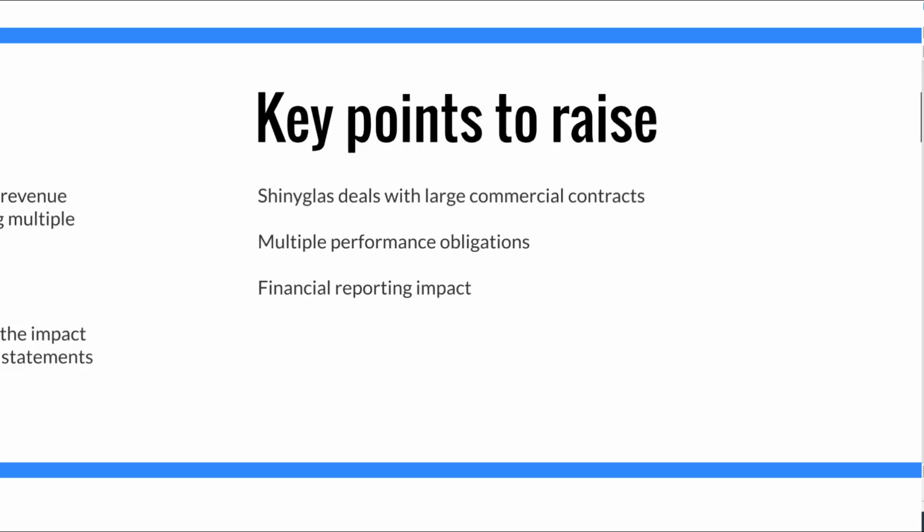I've also got multiple performance obligations up there. So contracts with multiple deliverables like installation services could lead to revenue being recognised over time rather than at a single point. An example of this may be that Shinyglas could need to recognise revenue for the delivery of materials separately from the installation service, even though they're part of the same contract.